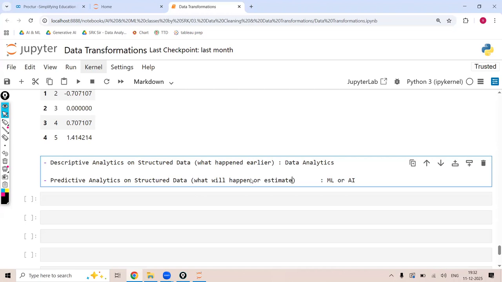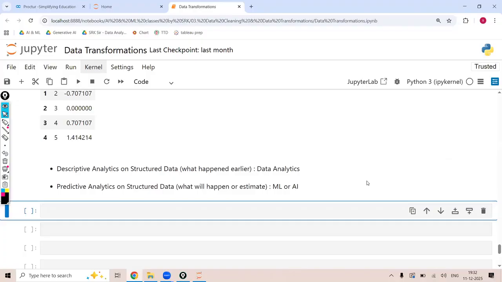What are the maximum accuracies possible? We'll estimate. So we are going to estimate with the maximum accuracies only, guys. We'll never estimate with 100% accuracy.